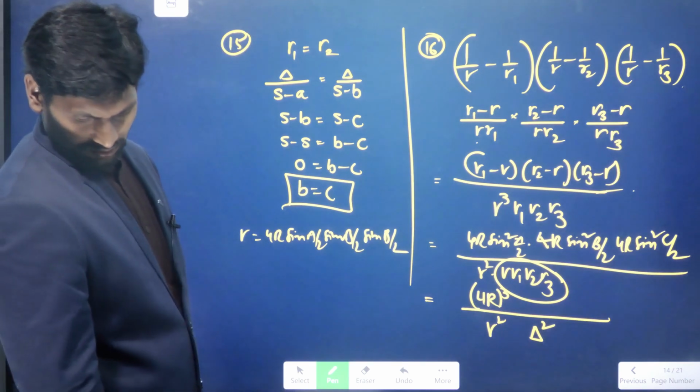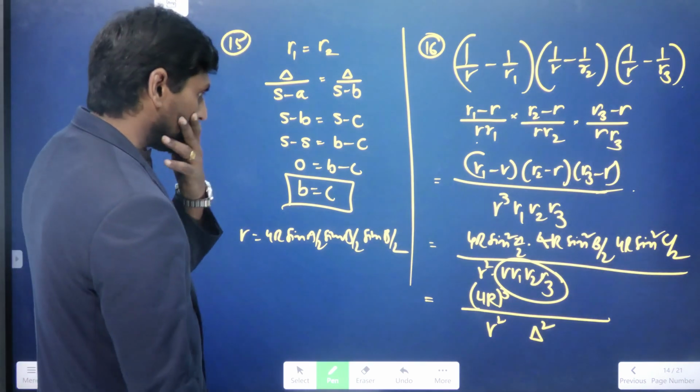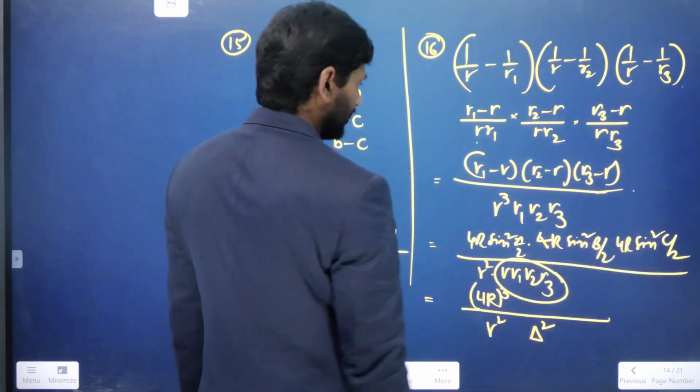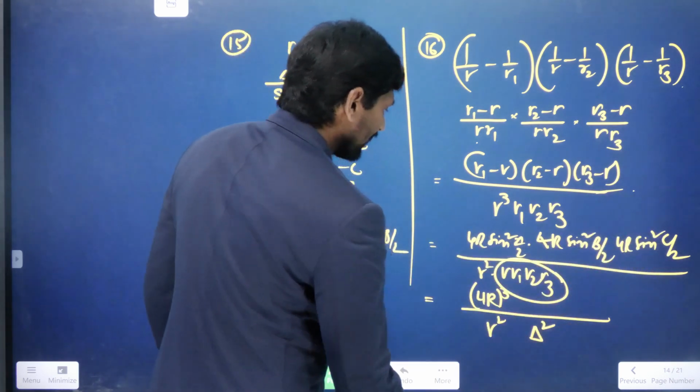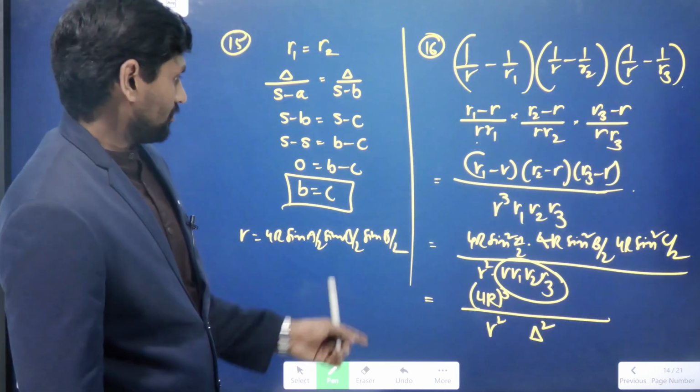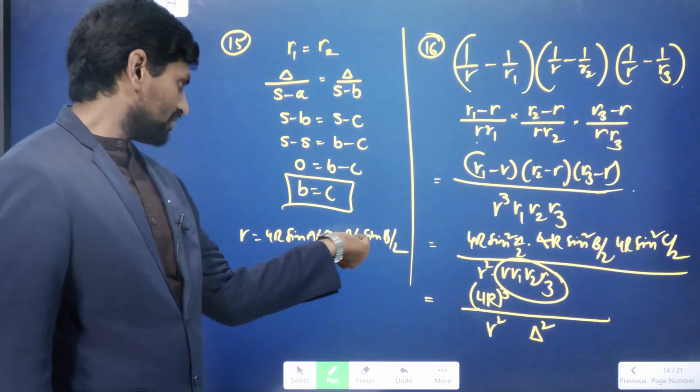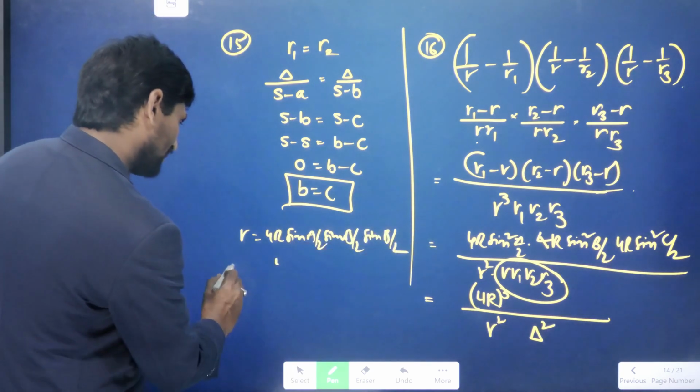Now from this, if I take it in the place of 4R sine A by 2 into sine B by 2, sine C by 2, I can write R square, right? R value is 4R sine A by 2, sine B by 2, sine C by 2. What is R square value?